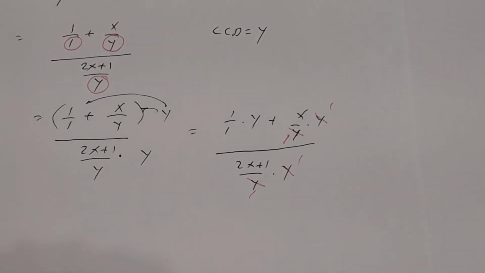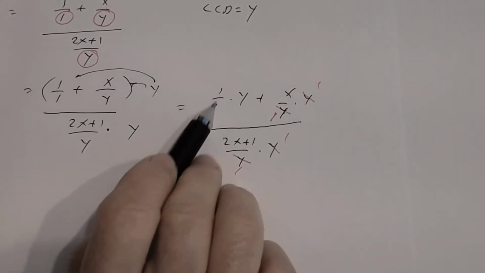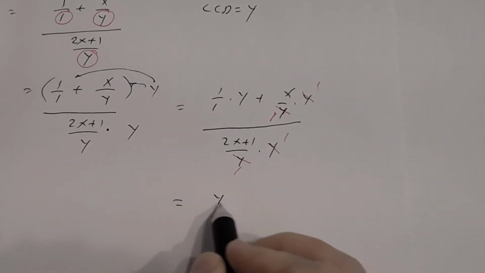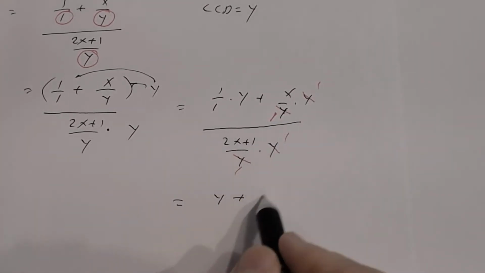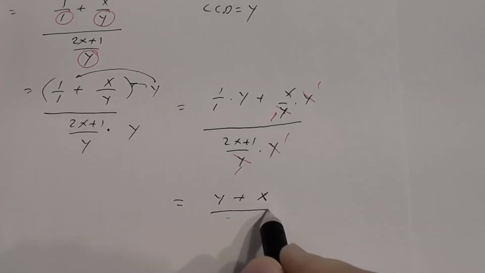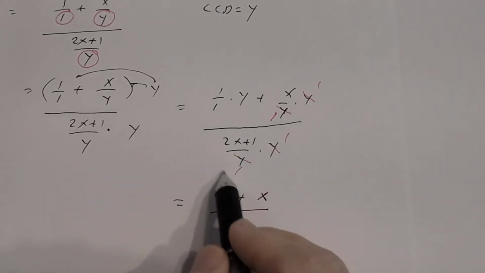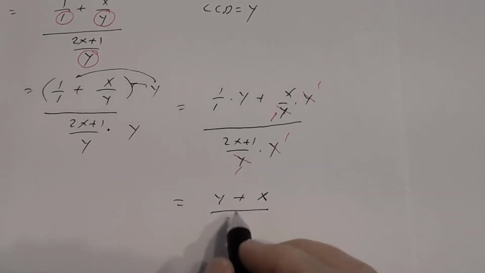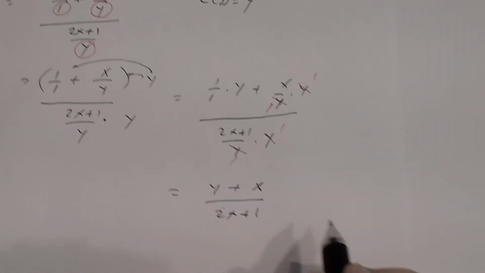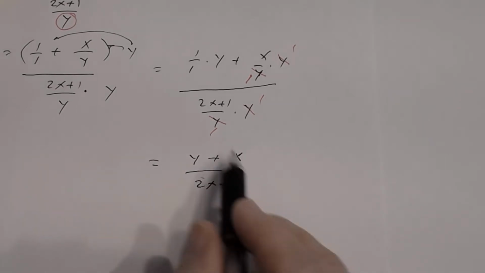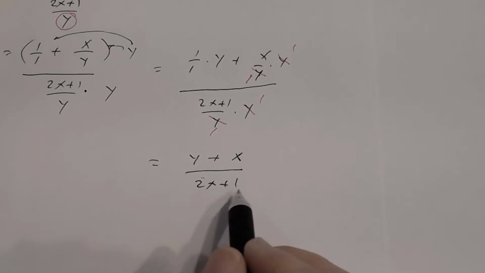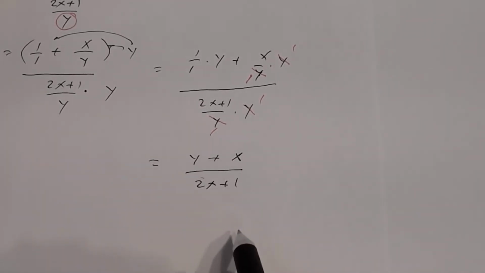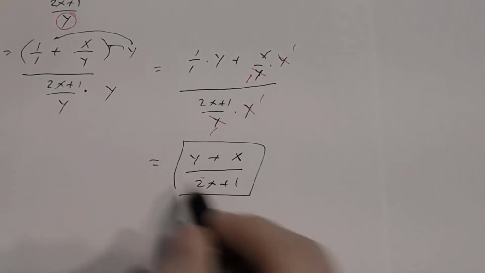Okay? And so now notice what happens. Watch how easy this is now. Watch. 1 times y is y plus x times 1 is x. See that? Divided by 2x plus 1 divided by 1 times 1 is 2x plus 1. And then factor if you can, because remember, you got to simplify this. So I cannot factor anything in the numerator. The denominator, I cannot factor any further, and so there are no common factors, and so this is your answer.